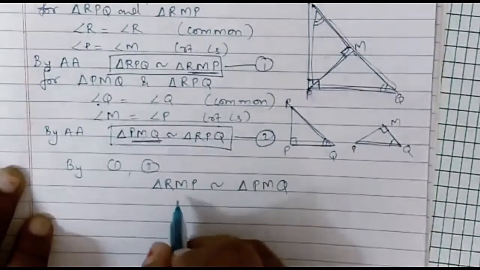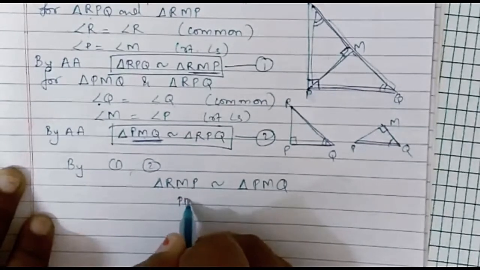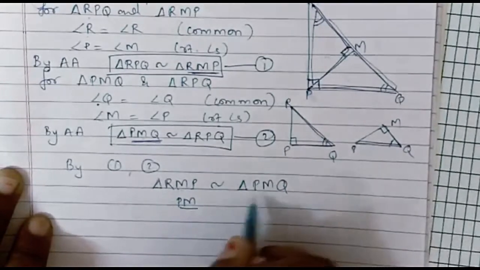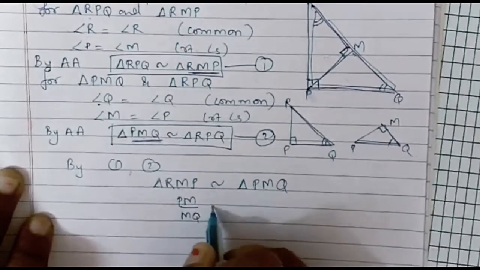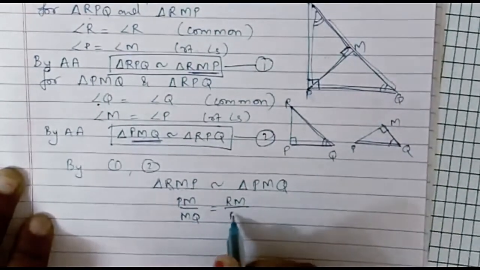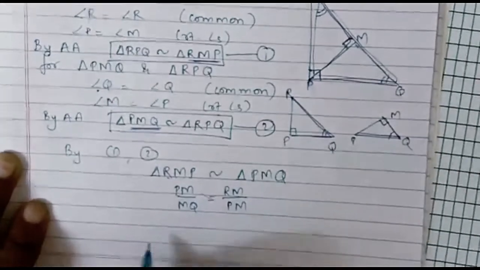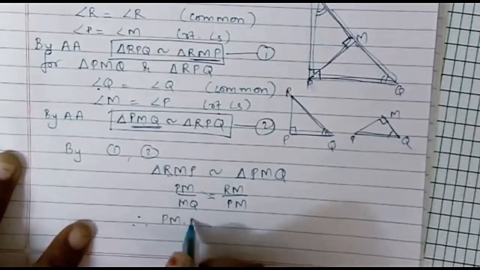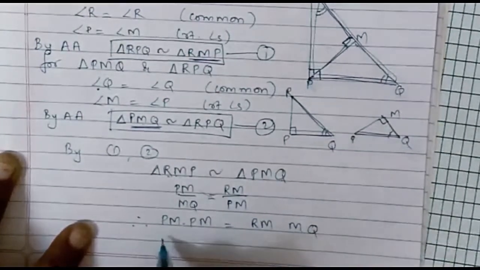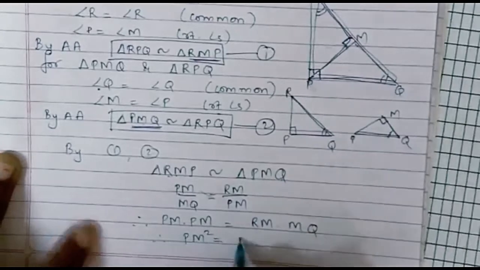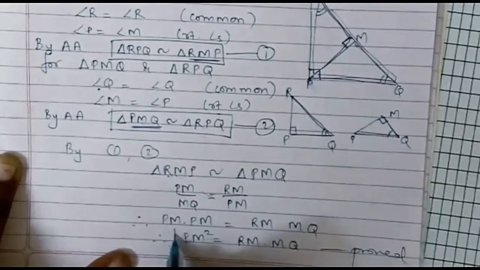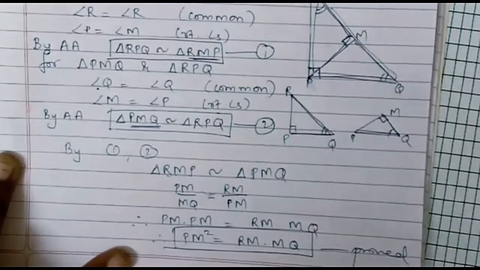So we need to find PM. We will get PM by the definition of similarity. We can equate the sides: PM upon MQ is equal to RM upon PM. So we have taken the ratio of the sides. By cross multiplication, we get PM into PM is equal to RM into MQ. Thus, PM square is equal to RM into MQ. This result is proved. This is what we were supposed to prove, and we have proved the given result.